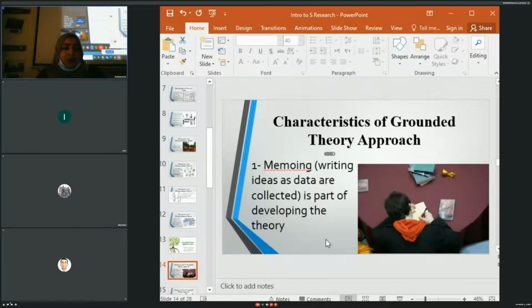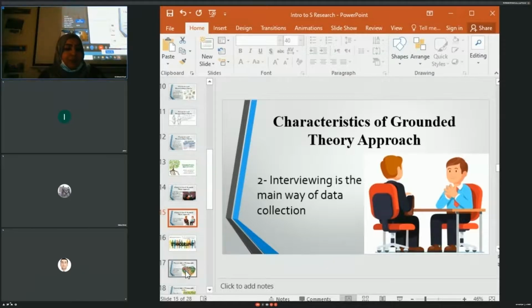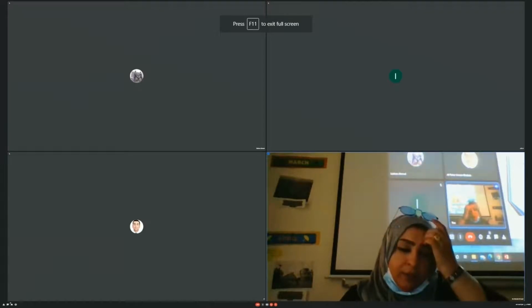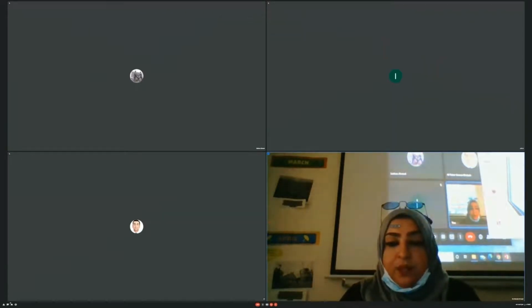So what I'm going to do is memoing, which will be a part of this process because I'll be taking notes whenever I go and wherever I go. So note-taking will be part of the process of research. And then the other thing is that I'm going to interview heads of departments, and so on. This is the grounded theory approach. And we'll talk about this approach in detail later on, in upcoming lectures.